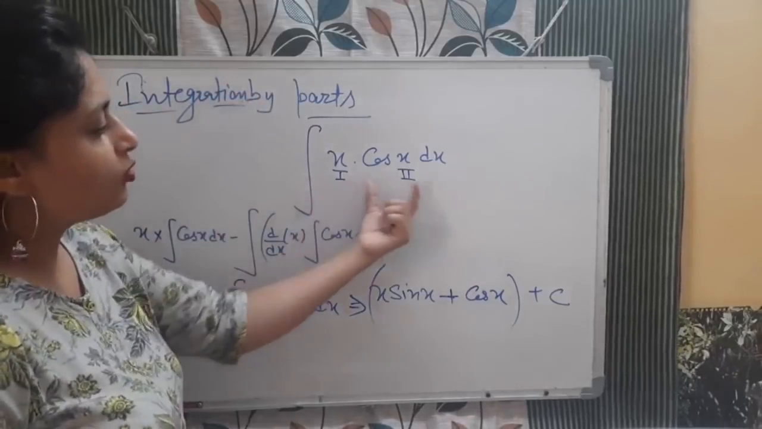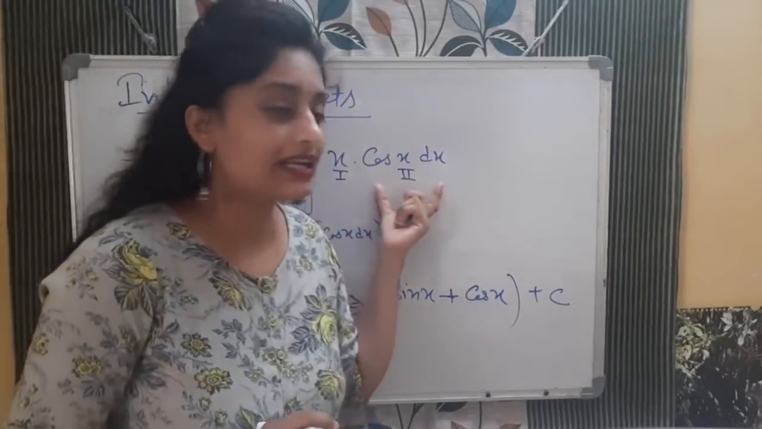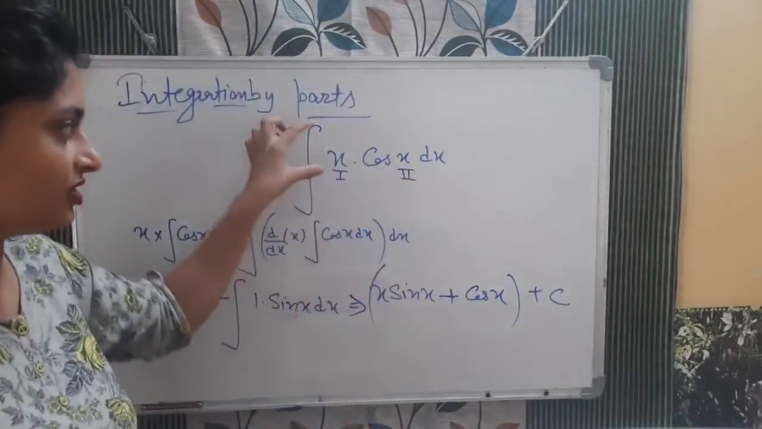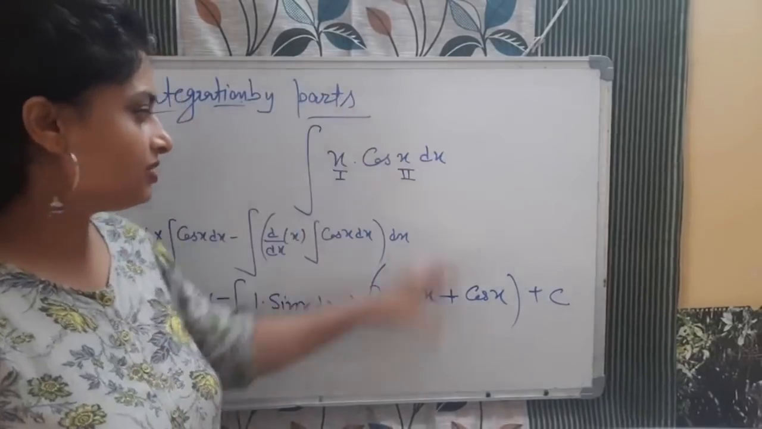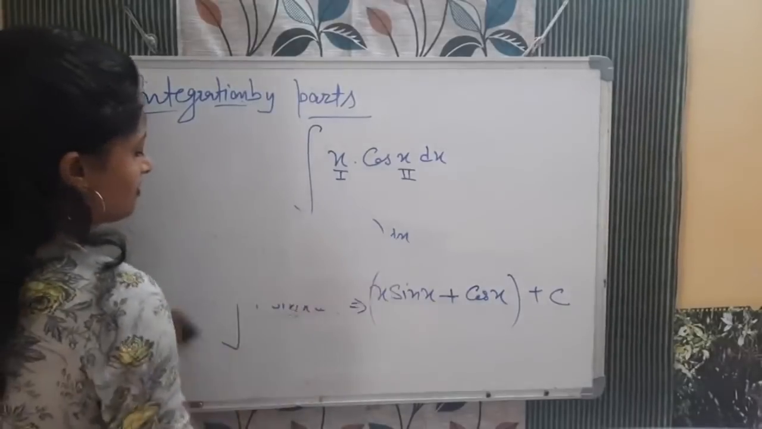Okay, so there are two parts and you will integrate first as it is, integration of second minus integration of differentiation of first, integration of second. So that is the formula. Okay, one more numerical I will do on the same topic. I hope after that everything will be easy.